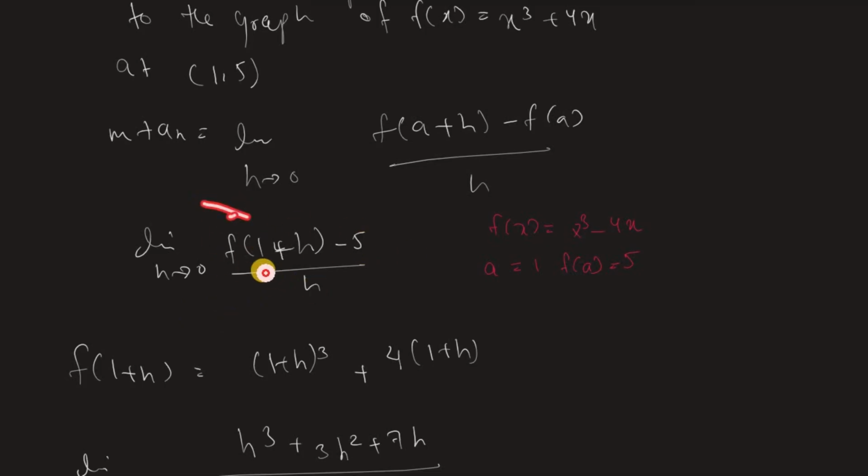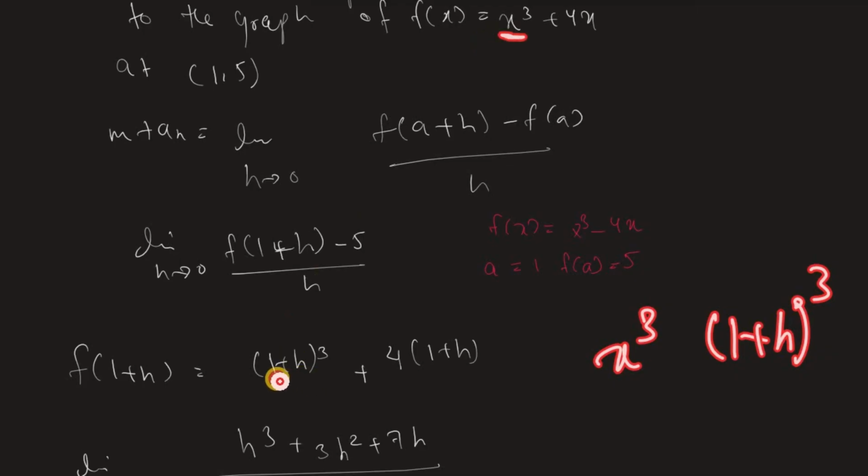Basically what we're saying is that wherever you see an x in the function, you have to replace it by 1 plus h. We have this function over here, so we see x cubed, and we're going to replace x cubed with 1 plus h, cubed.